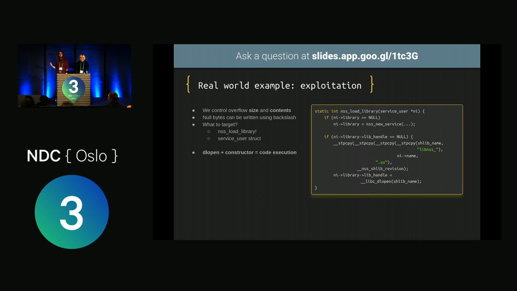And then at the end, it will open this library. So if we can set this library pointer to null, and then also control the name inside of this service user struct, we can make the code open any library that we control, and thus get code execution.